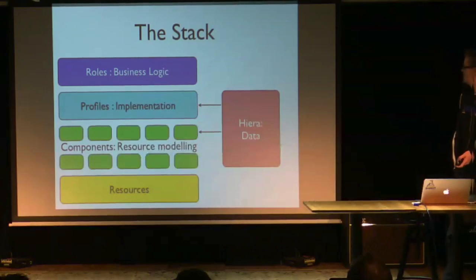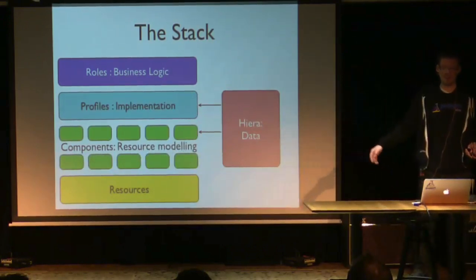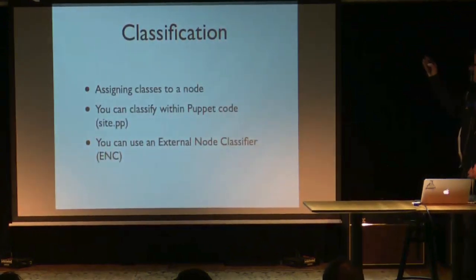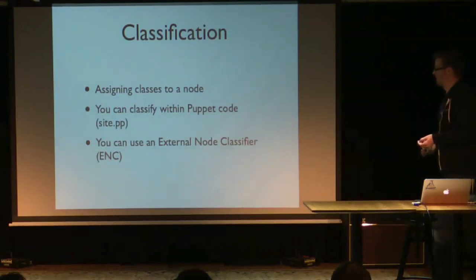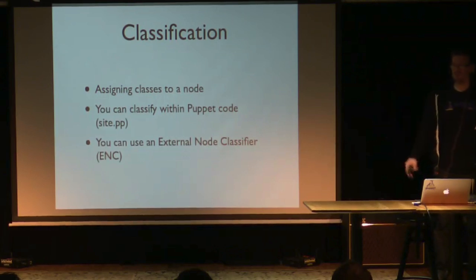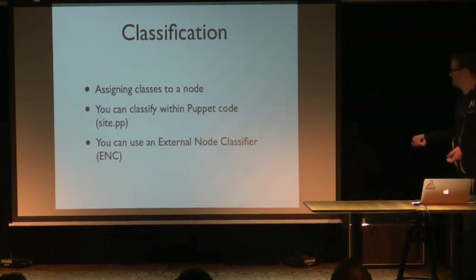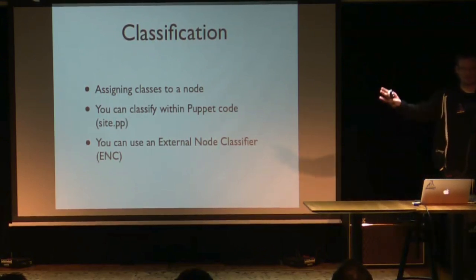So we're almost there, but we're kind of missing a big part of the overall puzzle, which is classification. So classification, as we just said, is assigning classes to a node. That's all it is. It sounds like it's really fancy, but that's all it's really doing. So you can classify stuff within Puppet code, like the old nodes.pp model or a site.pp model, just using node declaration. That is classification. Or what's more popular these days is using an external node classifier, or ENC. So you tell Puppet to go elsewhere for this information.